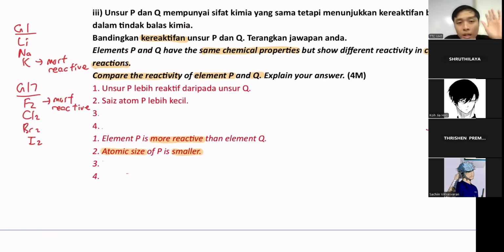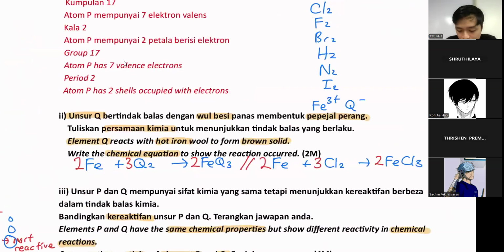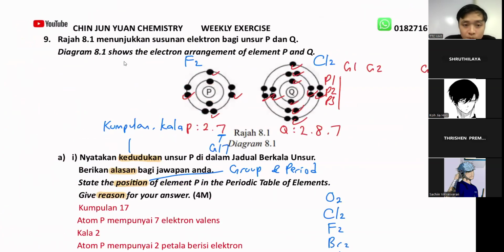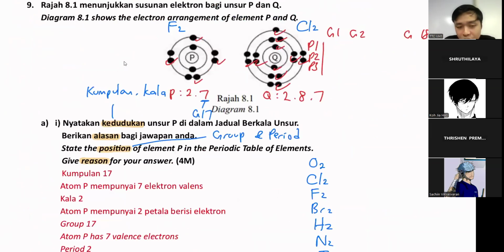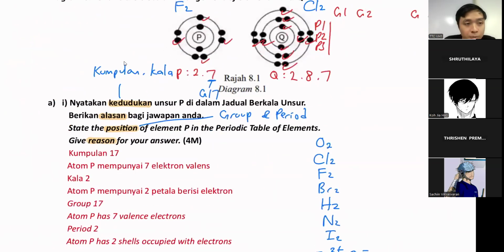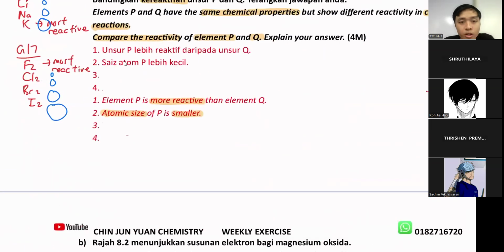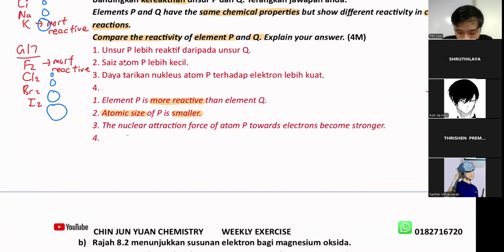Normally you have to compare the size first. It doesn't matter, I told you, right? It doesn't matter whether it is boiling point, melting point, chemical properties or reactivity, normally you compare the size first. Which one is bigger, which one is smaller? P is smaller in this case. They even drew it for you. So it is smaller because it has less charge, right? Less number of charge. Then you have to explain the nuclear attraction force.